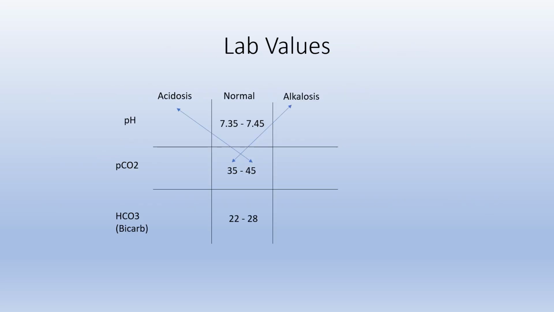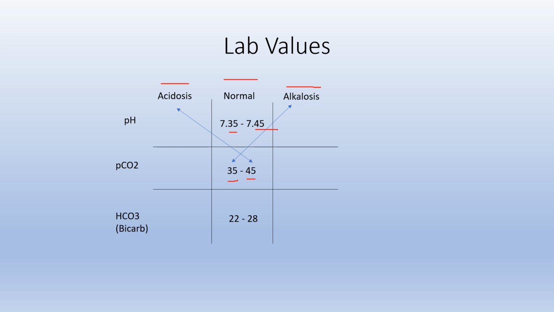All right, so a real simple way of doing this, draw you a tic-tac-toe. We're going to label this over here as our acidosis side, our alkalosis side, and then normal in the middle. So we put our normal values in here, 7.35 to 7.45. We put 35 to 45 for our carbon dioxide. It's nice because these are the same numbers, so that helps us to remember it. And then our bicarb is 22 to 28.